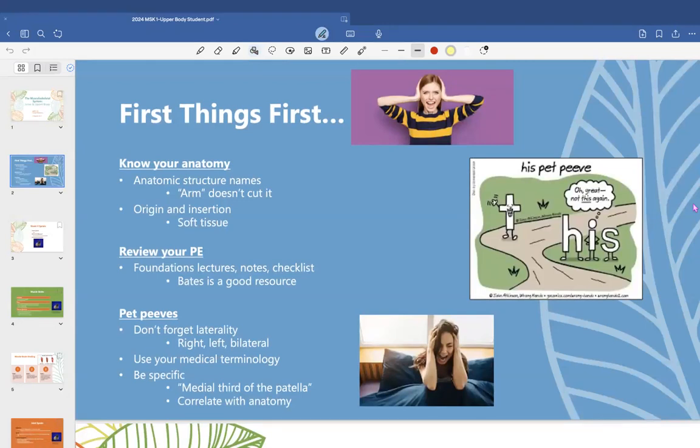If you need to review some of that, I know you have very good information in Bates, and the foundation material has a lot there as well. But the biggest pet peeve I have is laterality. If you don't say left or right, I'm going to scream. Or if it's both, say bilateral. You can ask the second year students: when I grade their notes and they don't put that in, it is highlighted and commented on through the entire thing. It is my pet peeve, but truly a good foundation to have to protect yourself in medical documentation.